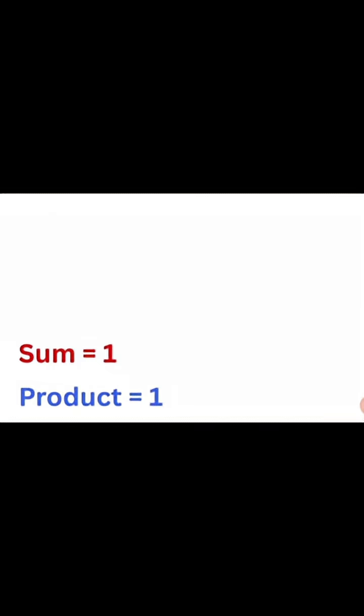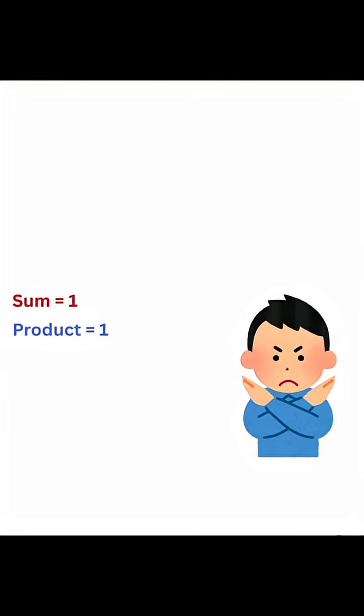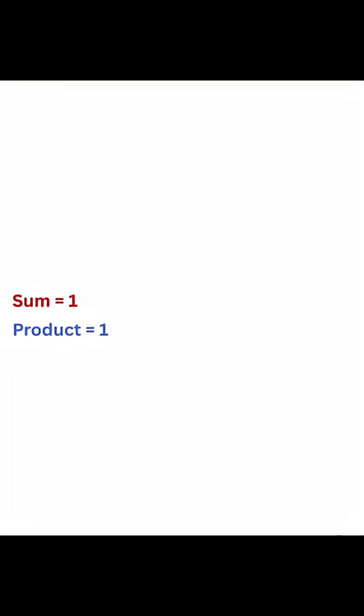Is it possible to find two numbers whose sum is equal to 1 and whose product is also equal to 1? At first, this may seem impossible. For example, 1 plus 1 is equal to 2, while 1 multiplied by 1 is equal to 1. So, the product is correct, but the sum is not.